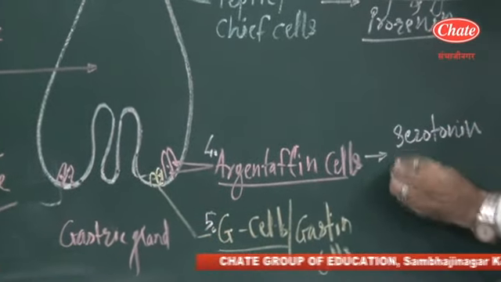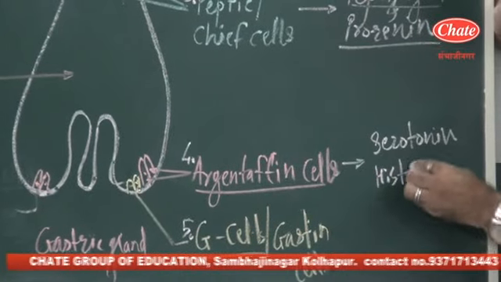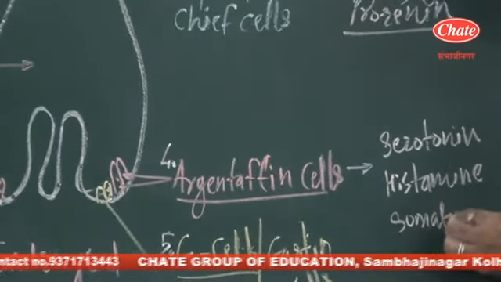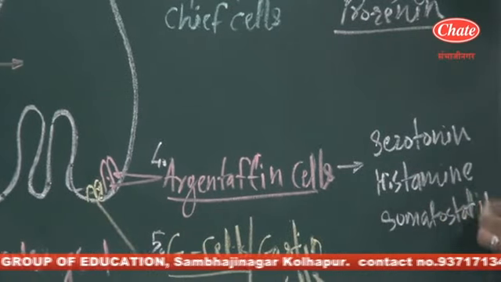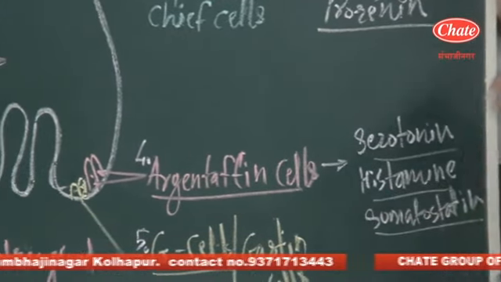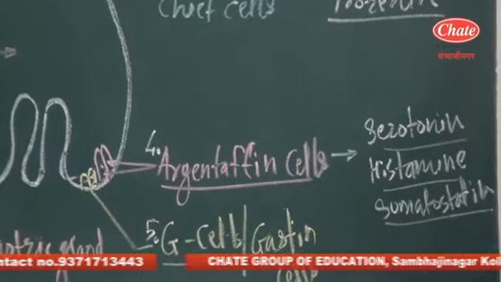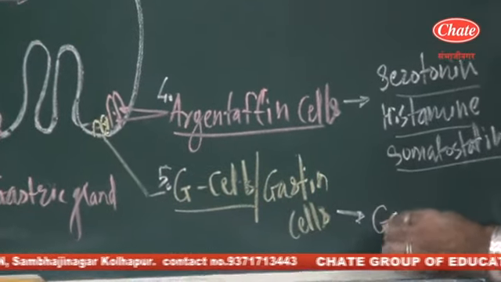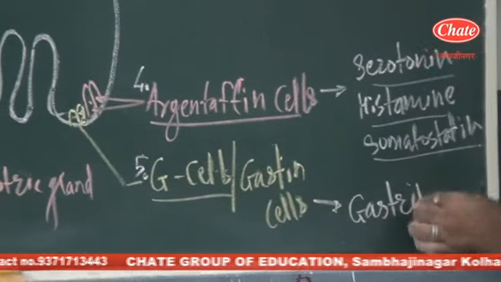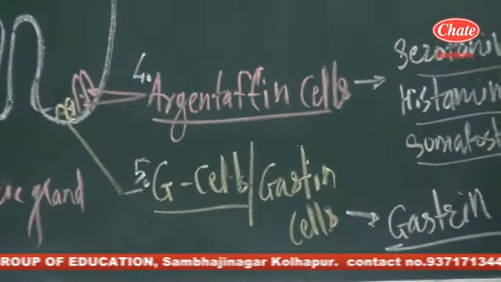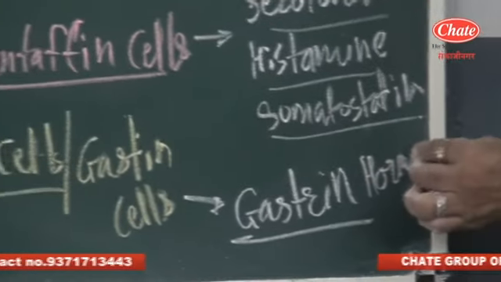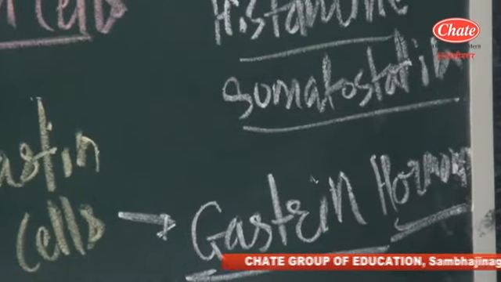Argentaffin cells secrete serotonin, histamine, and somatostatin. So these are the three secretions secreted by argentaffin cells. And G cells secrete gastrin hormone. So gastrin hormone is secreted by G cells.